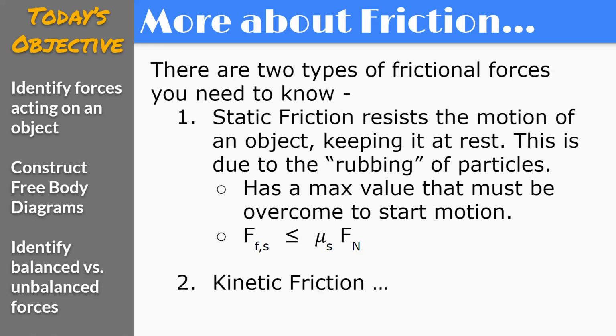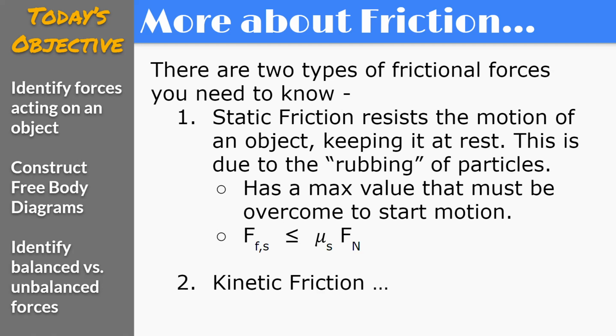All right, there are two different types of frictional forces. I mentioned friction just a minute ago, but in this course you need to be familiar with two different types of friction. We have static friction and kinetic friction. So we're going to start with the definition for static friction. Static friction is friction that resists the motion of an object, keeping it at rest. This is due to the rubbing of particles. There is a maximum value that must be overcome to start motion.